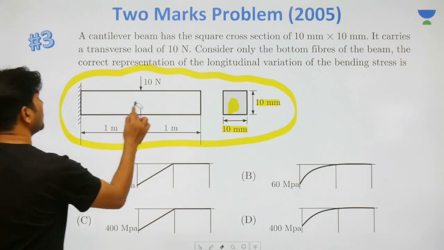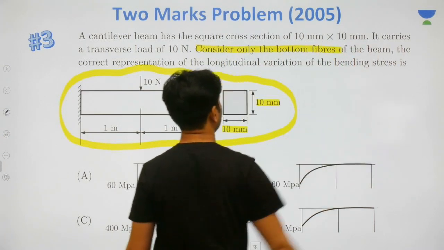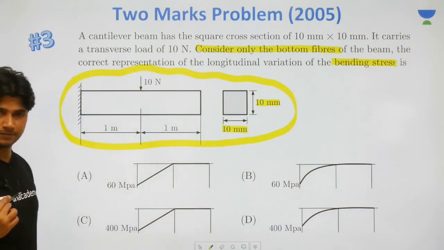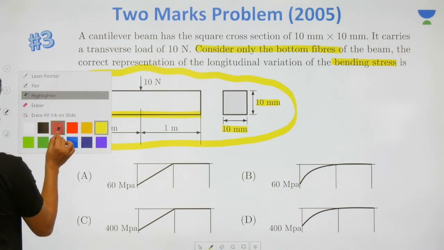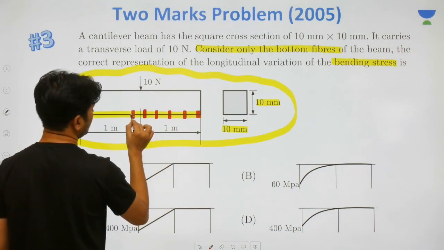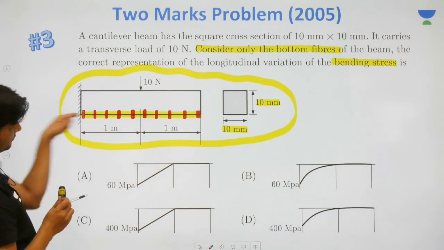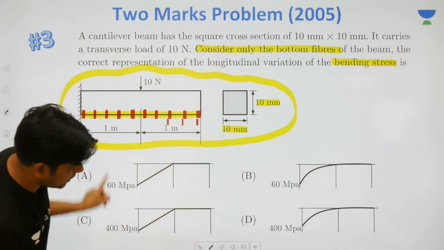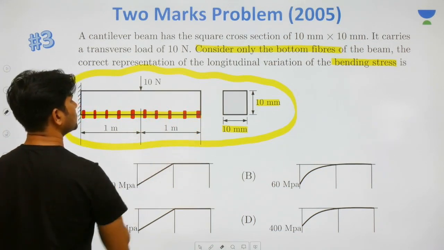Further, the examiner says to consider only bottom fibers. Now notice this phrase here, consider only bottom fibers. At this bottom fiber, various points are there. If you calculate the bending stress at all those various points of this bottom fiber, then how can that value of sigma be plotted, and how is that plot going to look? Let us go ahead and try solving this.